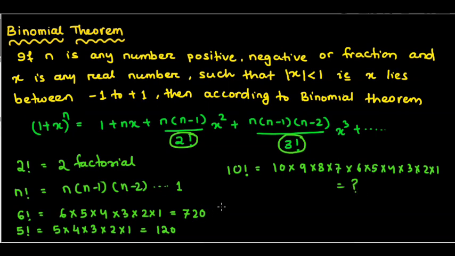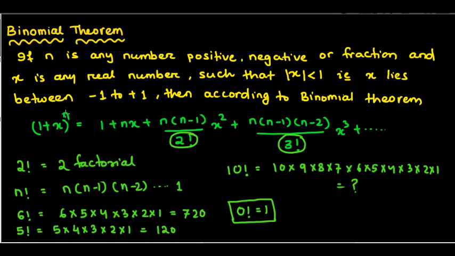So I hope that you have understood what is the meaning of factorial. And remember that 0 factorial is equal to 1. This is a very important thing you have to remember. 0 factorial is equal to 1. So I hope that all of you have got some knowledge about factorial.